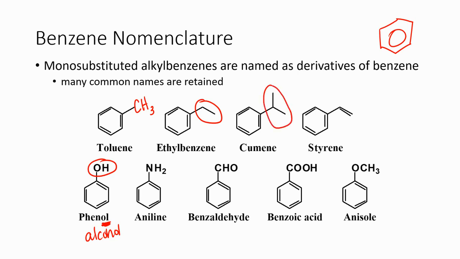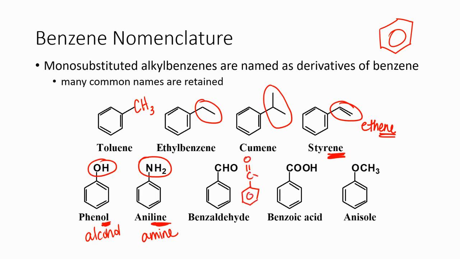But cumene has an isopropyl group on benzene. Styrene, I use the ENE to help me remember that there is an ethene group on benzene. Aniline, I use the INE to help me remember that there's an amine, that nitrogen on benzene. Benzaldehyde is simply an aldehyde functional group. That's C double bond O and then the H on the benzene ring.